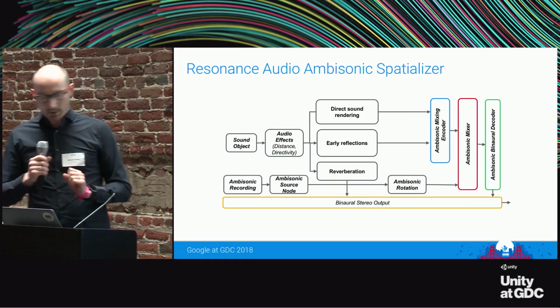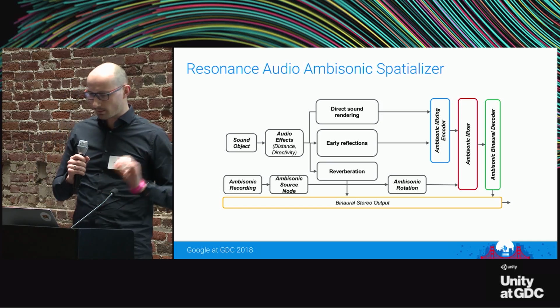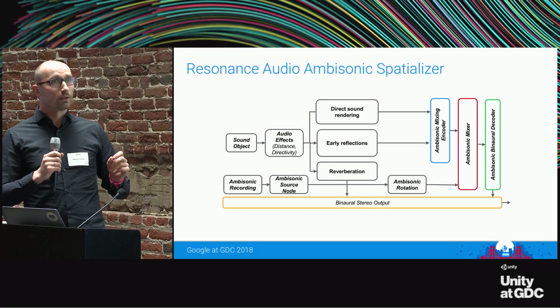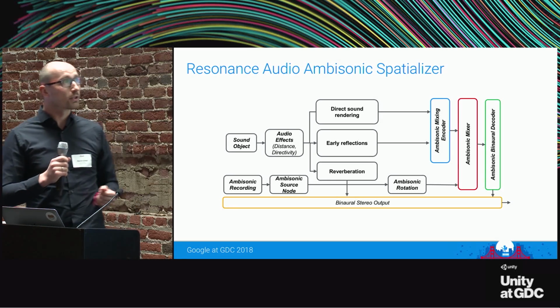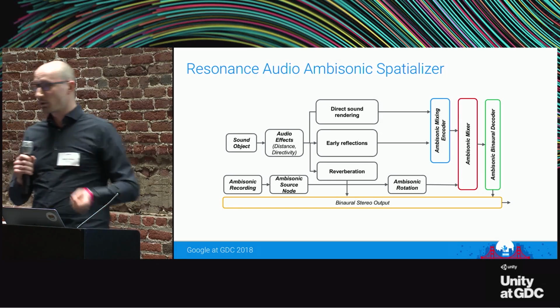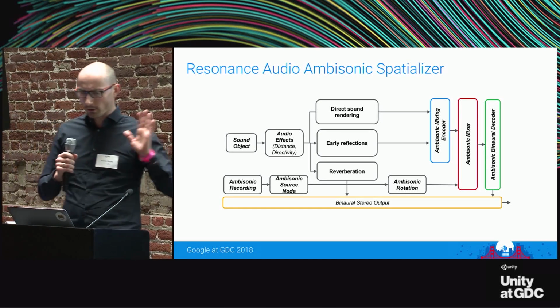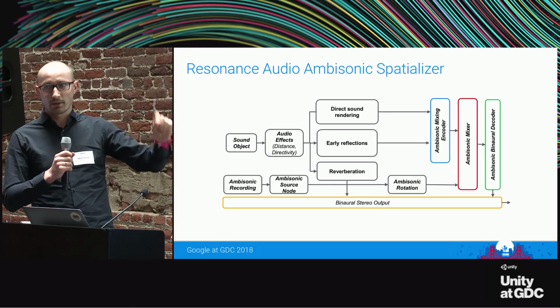So let's look slightly more deeply at the Resonance Audio Spatializer. And this is used not only for positional audio in Resonance Audio, but also for rendering directional components of room acoustics, like early reflections, or, as Eric mentioned earlier, playing back ambisonic recordings. On a high level, it consists of an ambisonic encoder, mixer, and decoder.